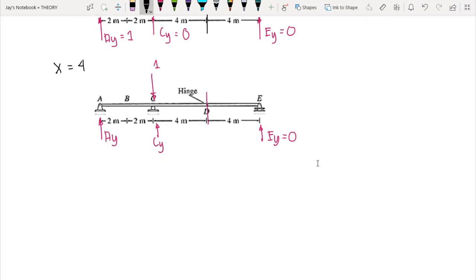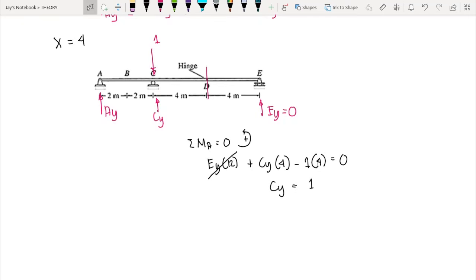After this, we sum up moment at A is equal to 0, counterclockwise positive. So we have here EY times 12 plus CY times 4 minus 1 times 4. This is equal to 0. But EY is equal to 0, so therefore we have CY equals 1.